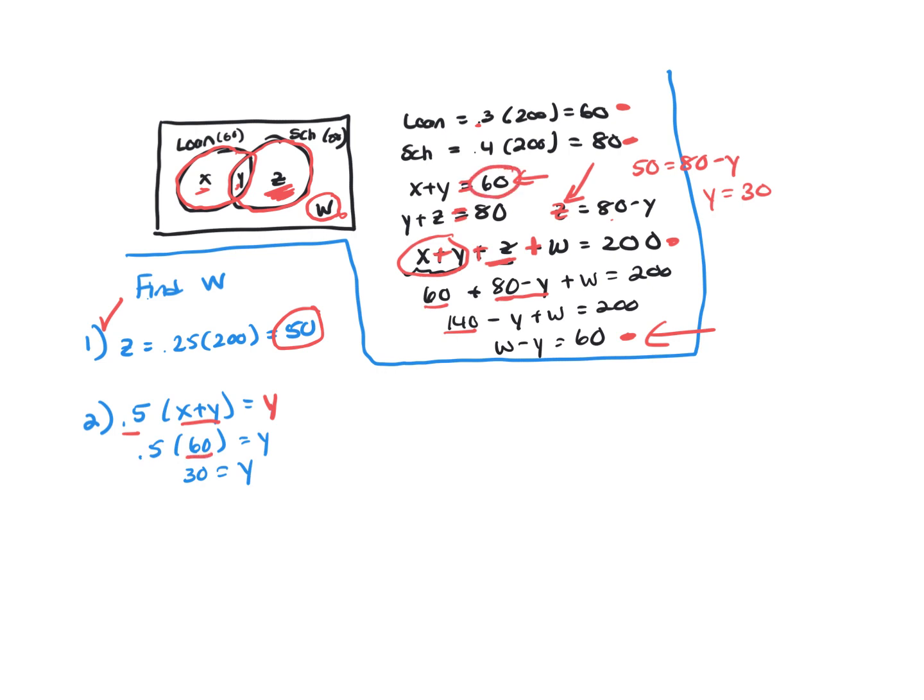I plug that in here. And that's going to give me 30 equals Y. And I can plug in 30 here for Y, solve for W, and that's what I'm trying to find. So this works. So the answer is D. They both work independently.